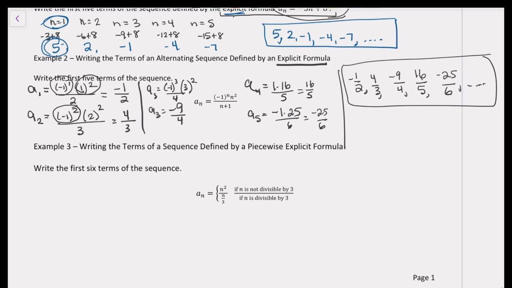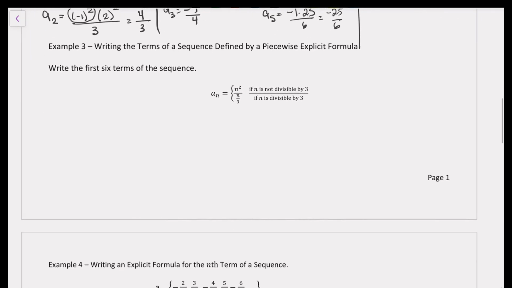Okay. All right. This next one, it's piecewise. So they're giving us 2 different situations. There is a line here, but it's just separating. It's not division. It is just separating what we're looking at. So if the n, so the term that we're on, that number, if it's not divisible by 3, we're going to do an n squared. If it is divisible by 3, then we're going to do an n divided by 3.